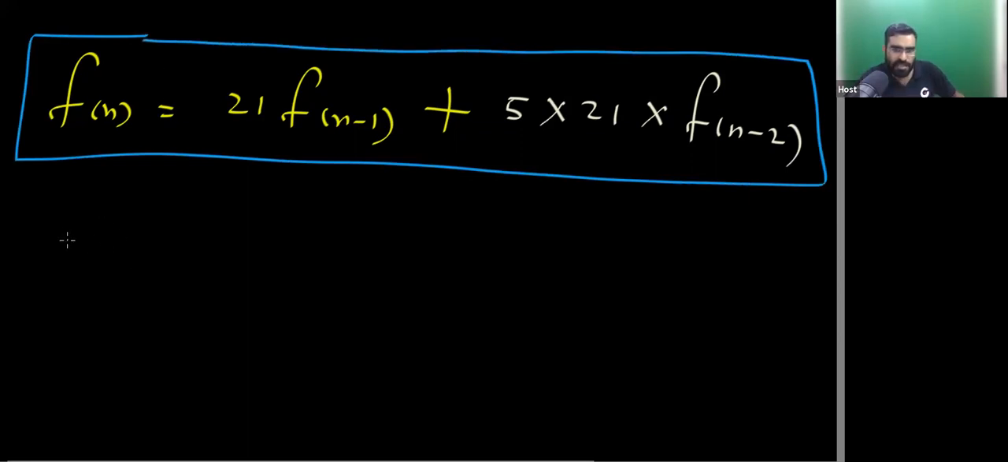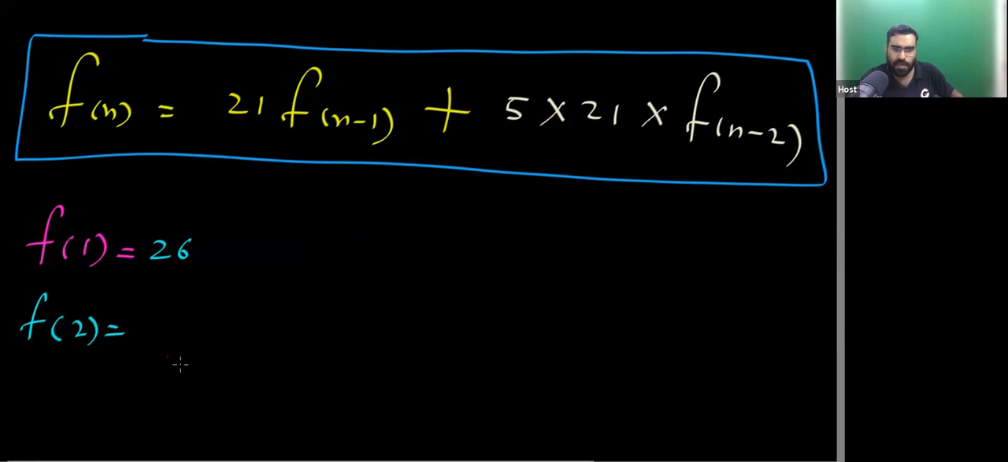Tell me, what are the base conditions? F1 will be 26, because you can put anything here. You will never have consecutive vowels with a single character.